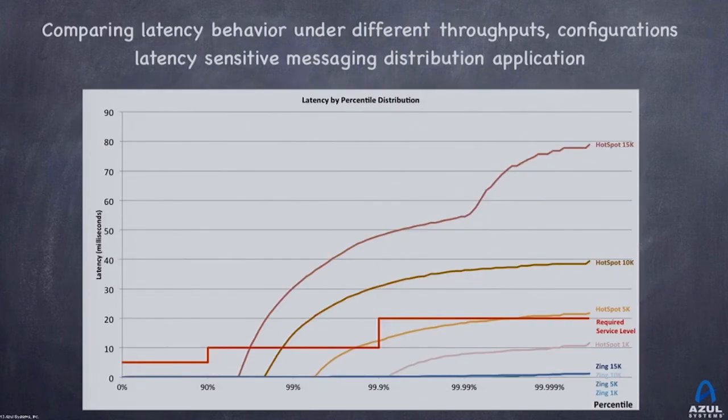Now, to give you an example of this in actual practice, and again, they're very simple, the text is so small there that you probably can't read it. This is an actual measurement for a mass messaging system, kind of a broadcasting system to lots and lots of client connections, for something that is pretty latency sensitive. And it's comparing Oracle HotSpot at multiple different throughputs. This is 15K, this is 10K, this is 5K, this is 1K.